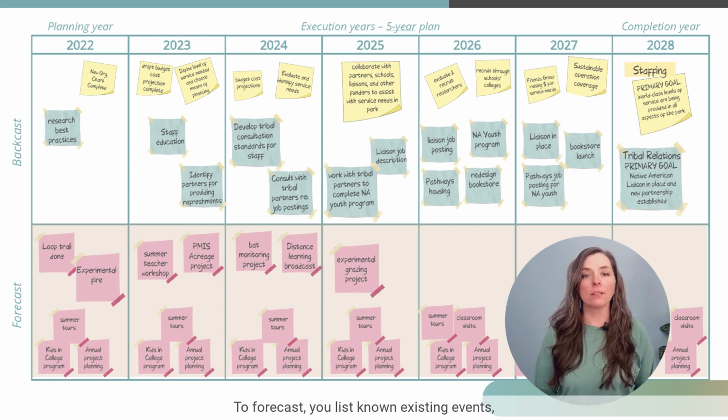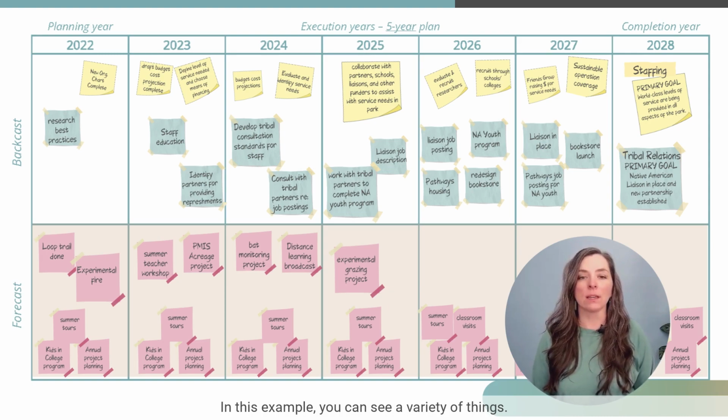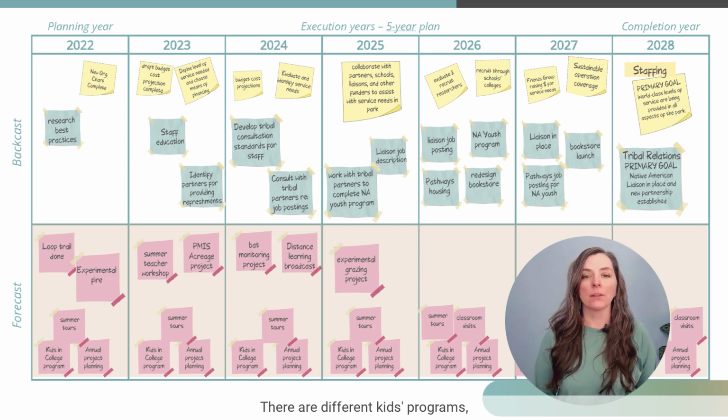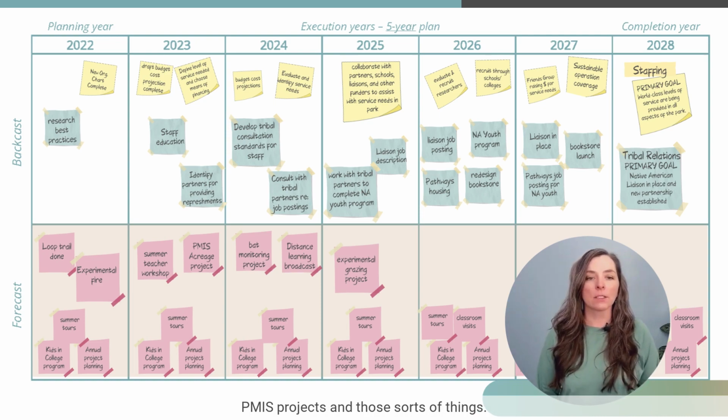To forecast, you list known existing events, obligations, and work that will happen over the course of the plan. In this example, you can see a variety of things. There are different kids programs, different summer tours, distance learning programs, PMIS projects, and those sorts of things.